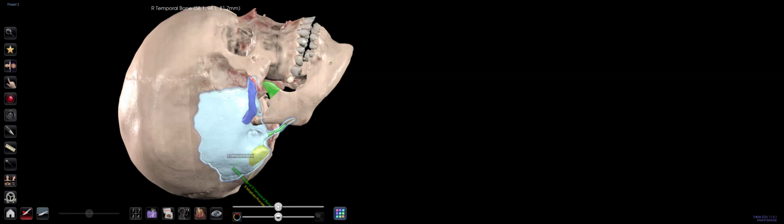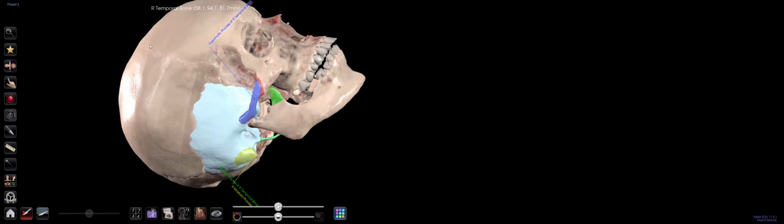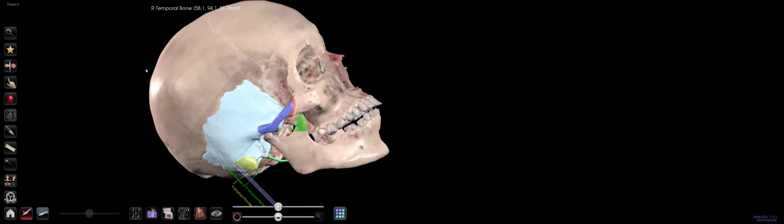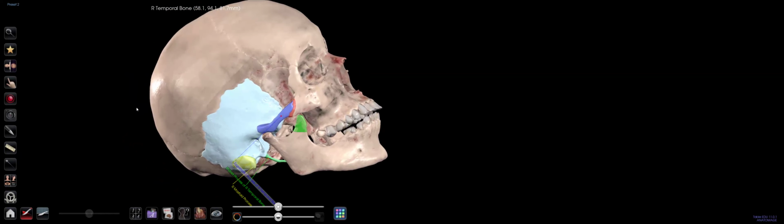Now, if we go up here, let's take a look at this right here. This is in purple, highlighted. That is the zygomatic process of the temporal bone. I'm just going to put this a little more in the center here. It's called the zygomatic process because it's a process that goes towards what? Well, it goes towards the zygomatic bone. So the zygomatic process of the temporal bone projects towards the zygomatic bone. That's why it makes sense. That's why it's called the zygomatic process.